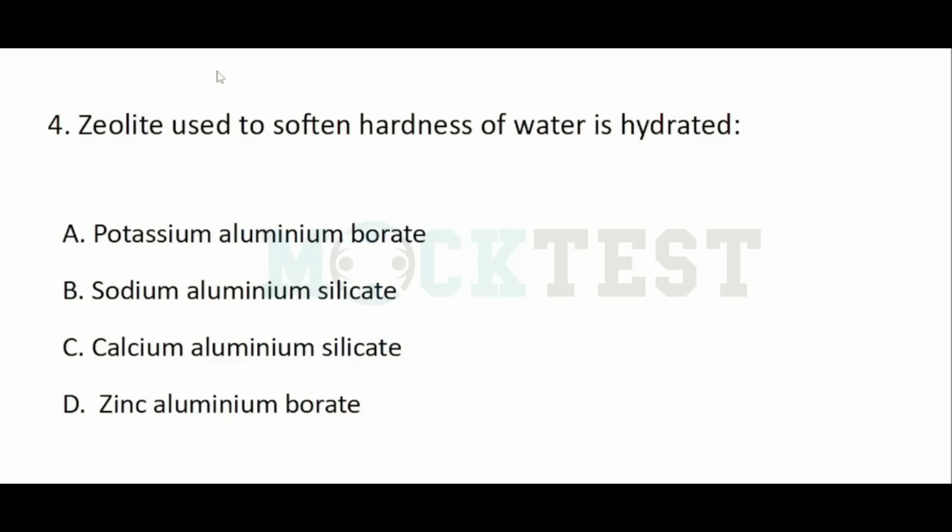Zeolite used to soften hardness of water is hydrated: option A, potassium aluminum borate; option B, sodium aluminum silicate; option C, calcium aluminum silicate; option D, zinc aluminum borate. Zeolite used to soften hardness of water is hydrated sodium aluminum silicate.